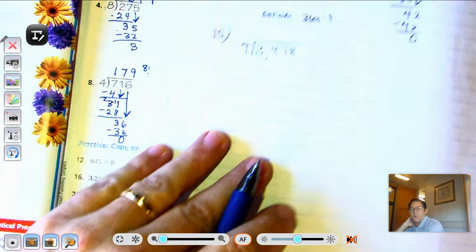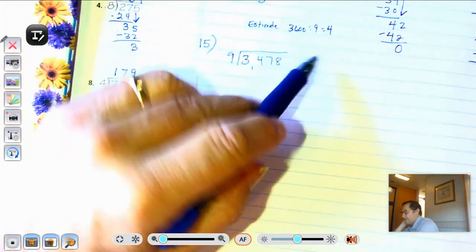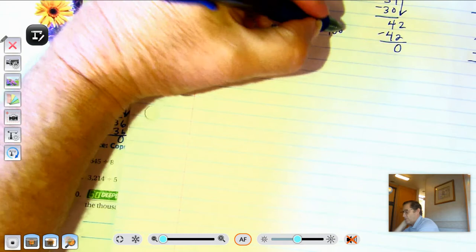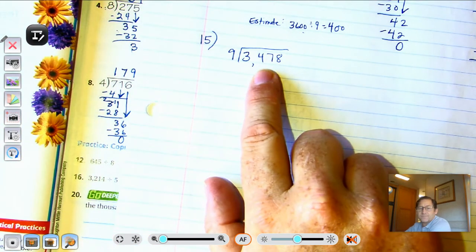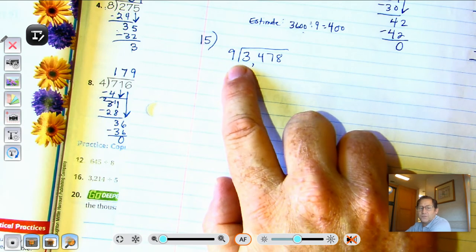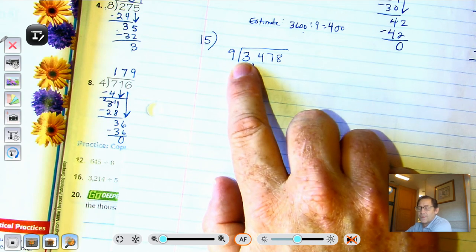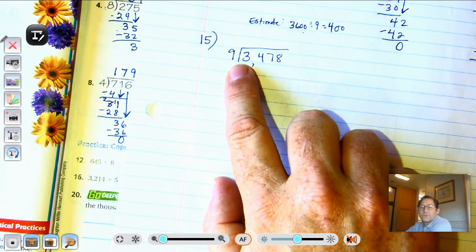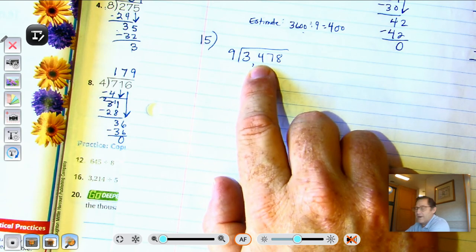Well, 9 times what is 36? 4, right? And it's followed by 2 zeros. So 400. So our first digit is going to be in the hundreds place. So 3,000 can't be shared with 9 groups. So we're going to trade the 3,000s for 30 hundreds. So we have now a total of 34 hundreds divided by 9.